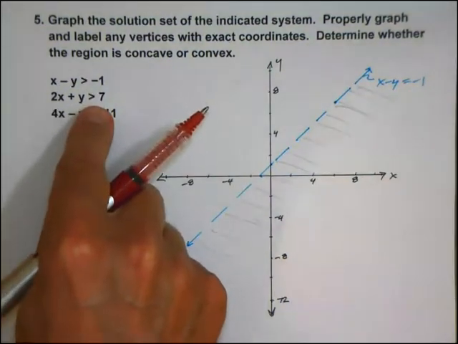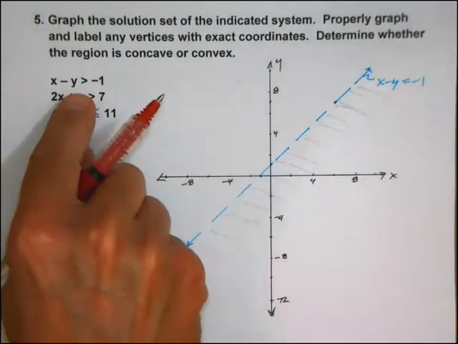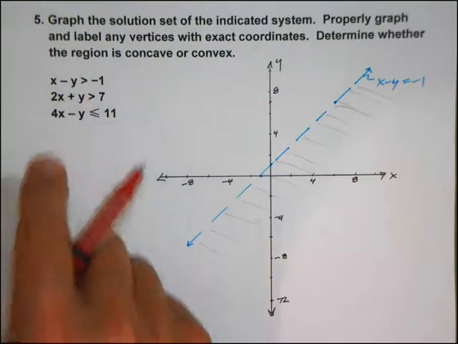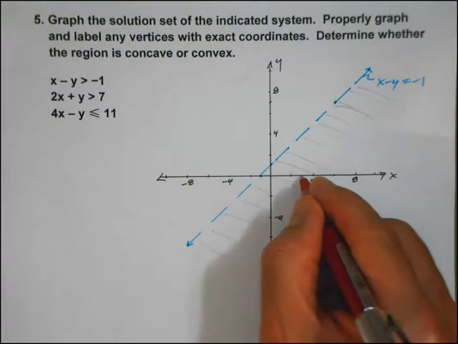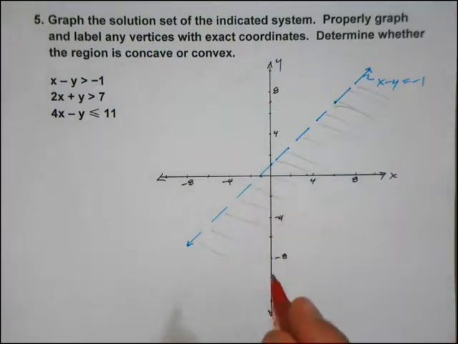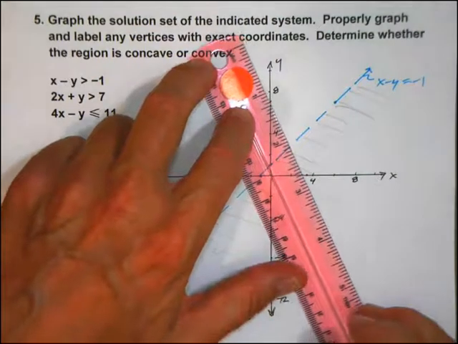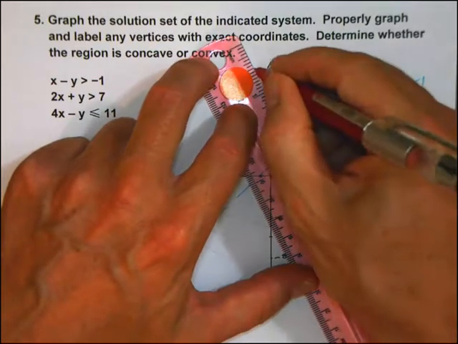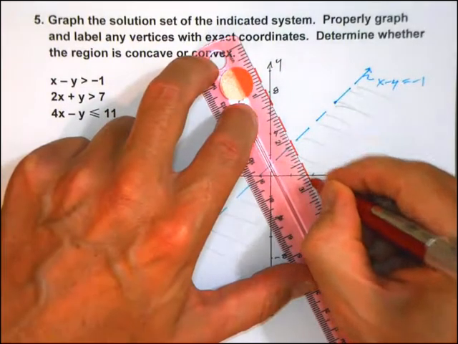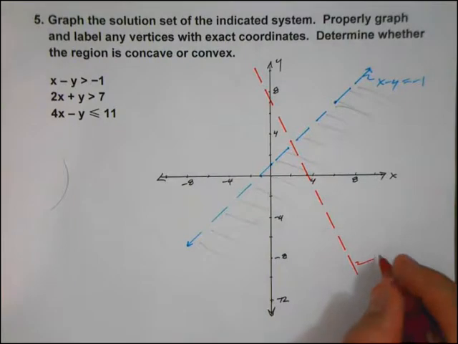Okay, the boundary line. Let x be 0, y is 7. Y is 0, x will be 7 halves. Okay, that's 3.5. Let's see, there's 2, there's 4, there's 3. 3 and 4, halfway between is 3.5. Now, how about graphing this boundary line? This is only greater than. This needs to be a dashed line. Okay, its equation is 2x plus y equals 7.